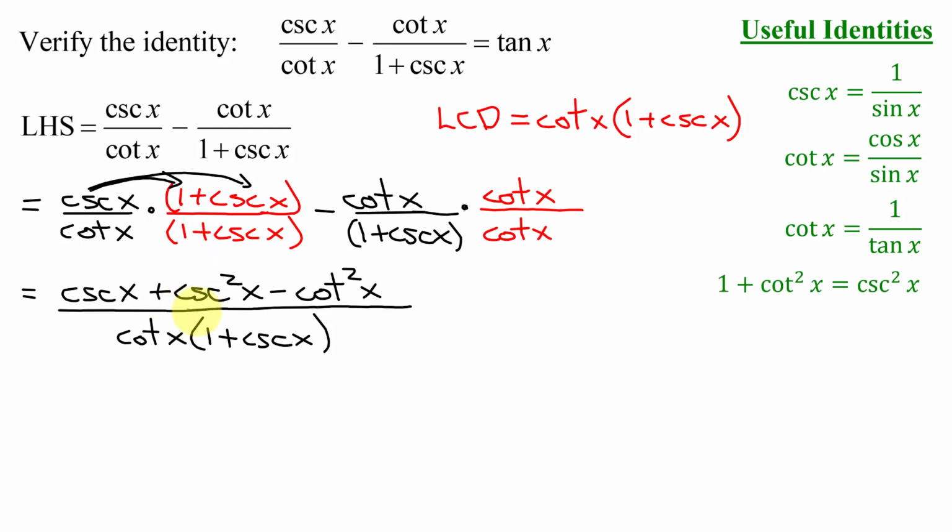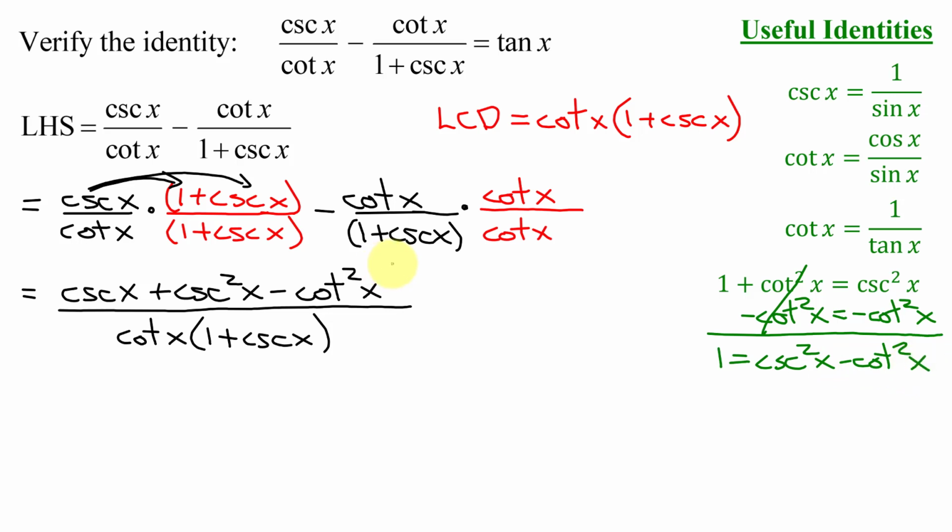Now, looking at these two terms here, is this Pythagorean identity going to be useful? Yes. If I subtract the cotangent squared x from both sides of this identity, on the left-hand side, these add up to 0. I get 1 on the left-hand side equals, on the right-hand side, cosecant squared x minus cotangent squared x. So I know this expression up here is just equal to 1.